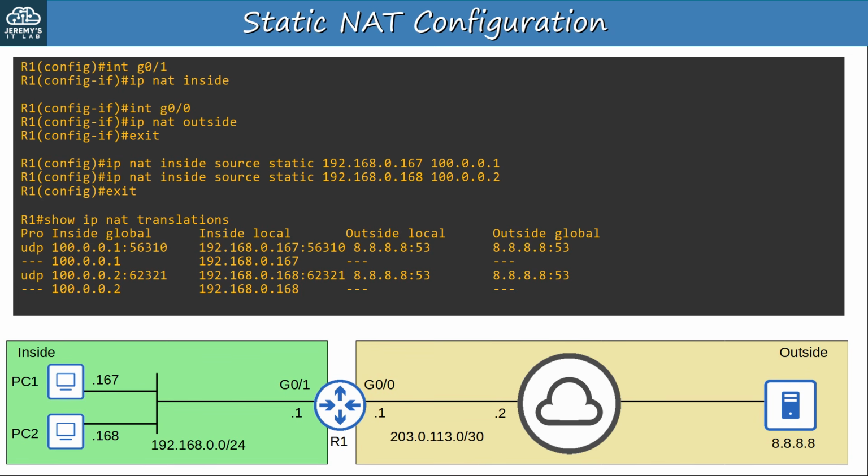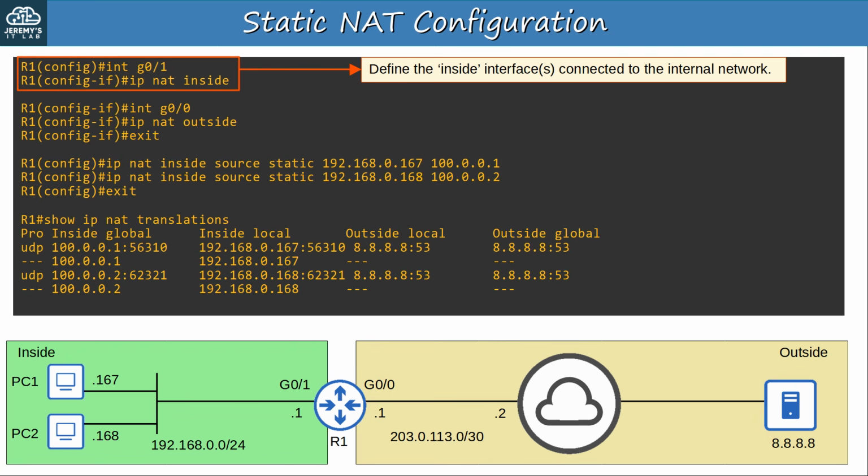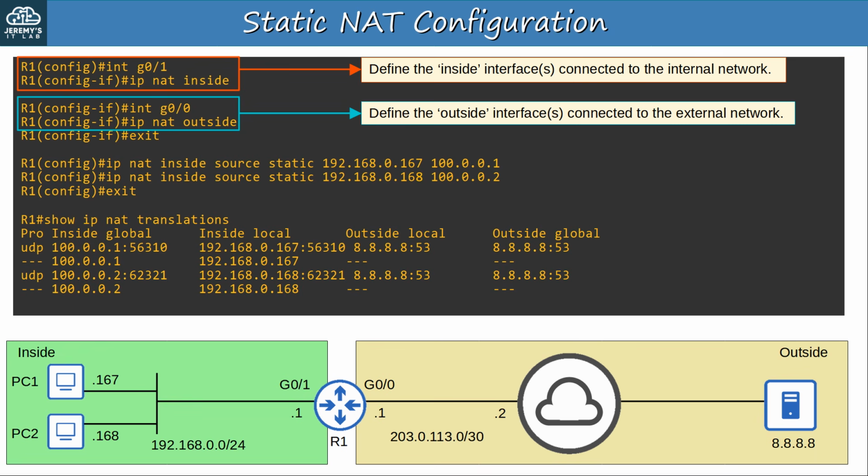Now let's look at how to configure static NAT. Only a few commands are needed. First, define the inside interface or interfaces by using the ip nat inside command from interface configuration mode. In this network, R1's inside interface is G0/1. It's connected to the internal network. So I used ip nat inside on G0/1. Likewise, I used the ip nat outside command on G0/0 to define it as the outside interface. R1 will perform NAT on traffic traveling from the inside interface, G0/1, to the outside interface, G0/0.